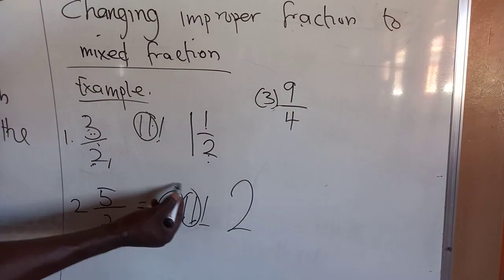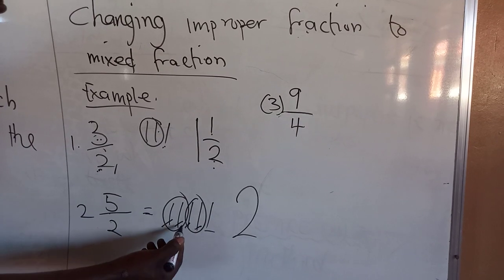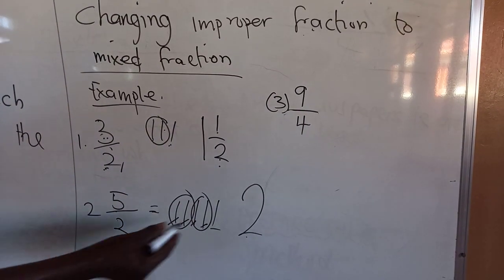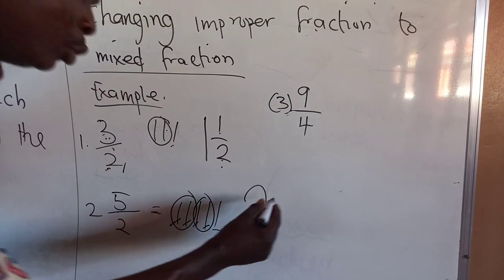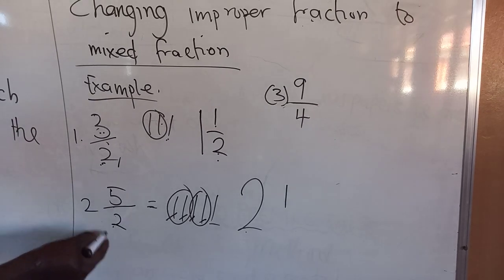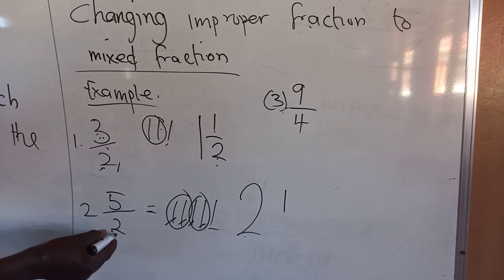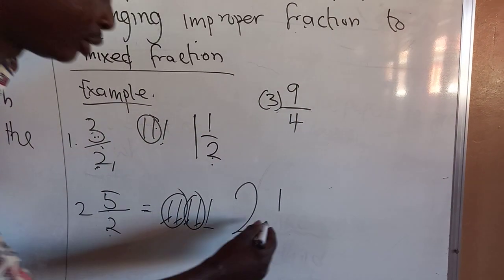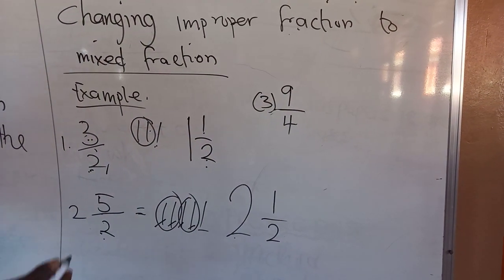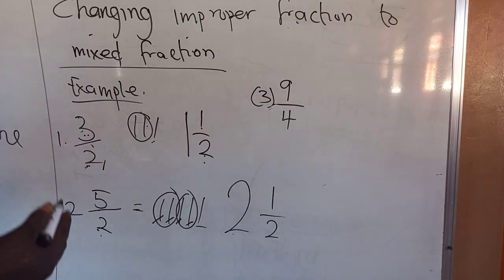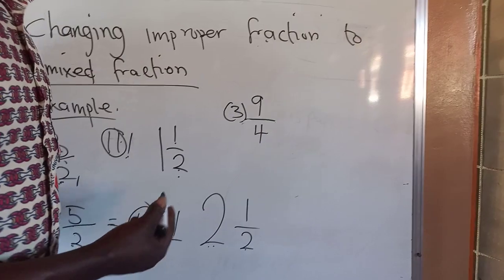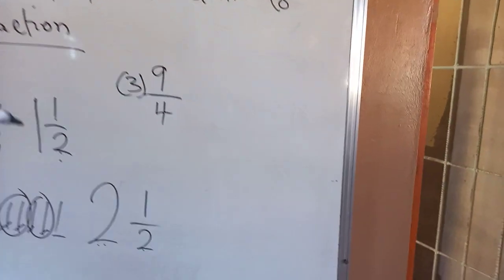So the number of times the 2 enters, you write as a whole number. And the left, the remainder, you write as a fraction. So 1, and then you write the main denominator again. So this becomes what? Mixed fraction, a whole number with a proper fraction. To catch up on time, let's continue quickly.